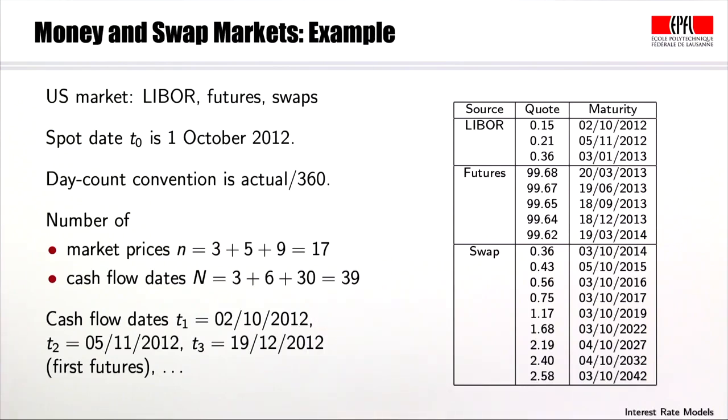The ordered cash flow dates are: T1 is the 2nd of October, which is the overnight LIBOR maturity. T2 is the 5th of November, which is the 1-month LIBOR. T3 is the 19th of December, which is the first reset date of the first futures contract, and so on and so forth.